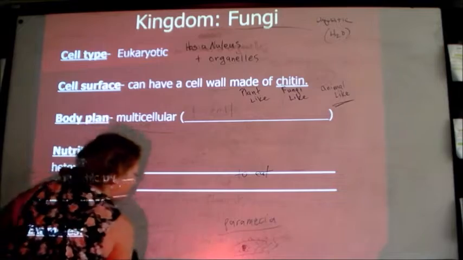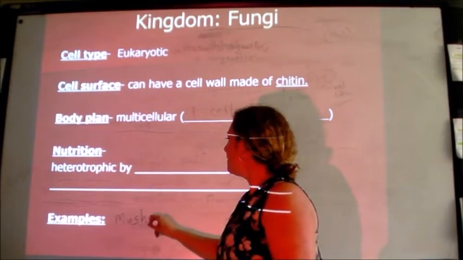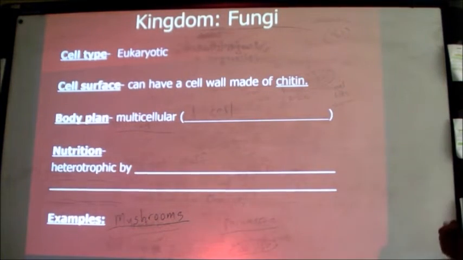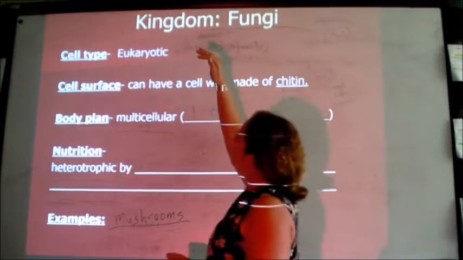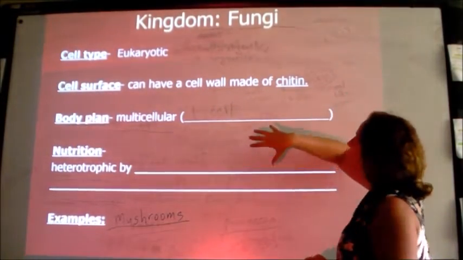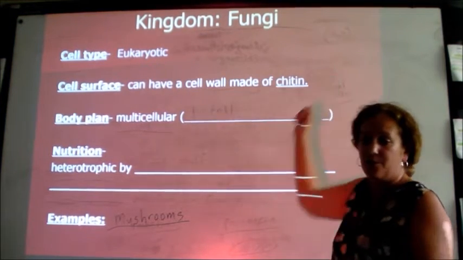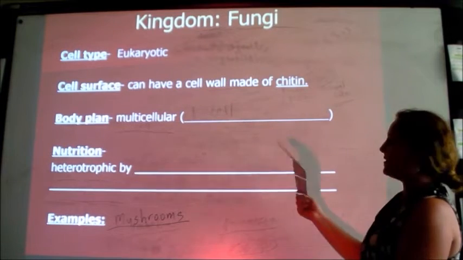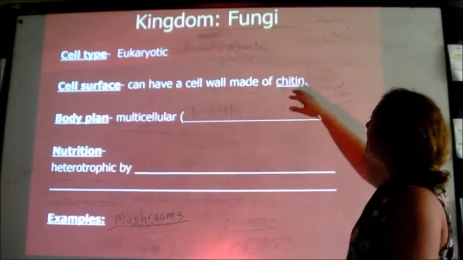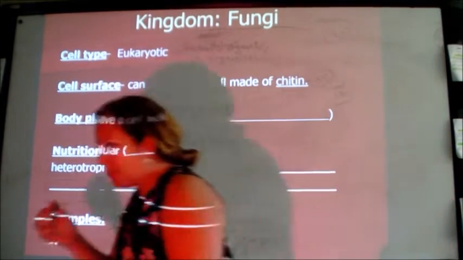Kingdom Fungi. These are your mushrooms. They are eukaryotic, which means they have a nucleus and they have membrane-bound organelles. The cell surface has a cell wall, but it's not made of cellulose like we're used to. This is cellulose. We all know what plants feel like, what bark and wood feels like. This is different. This is called chitin.